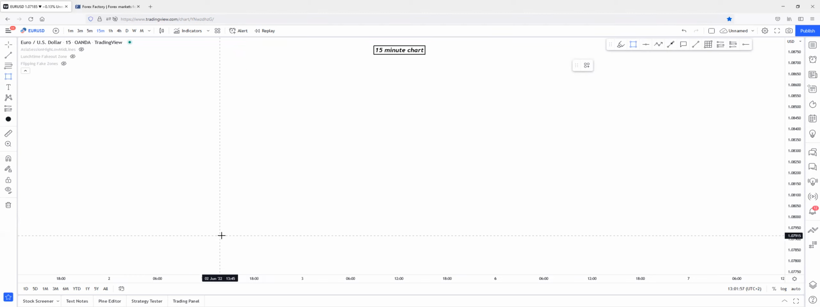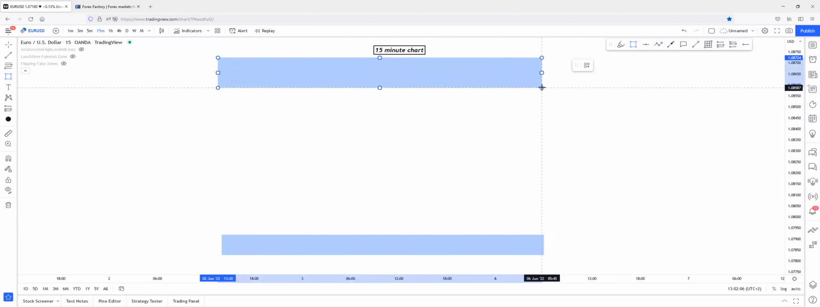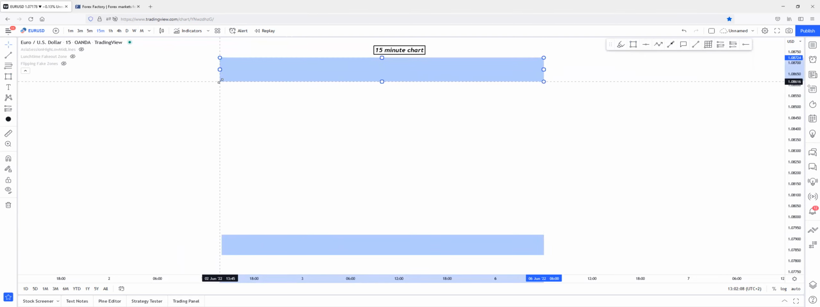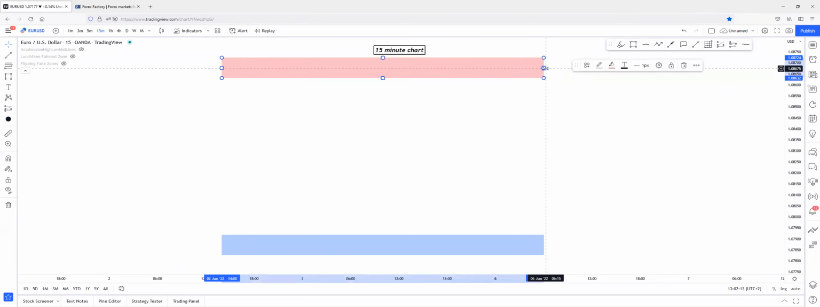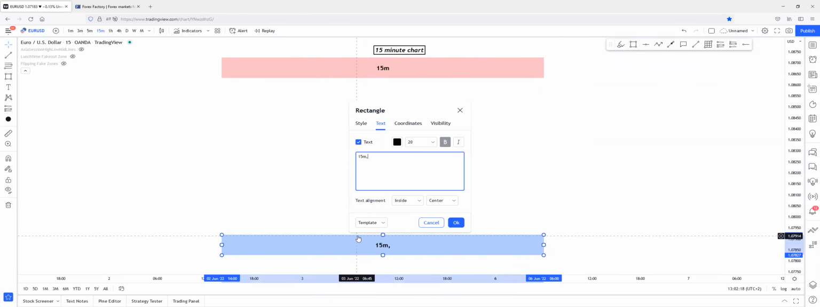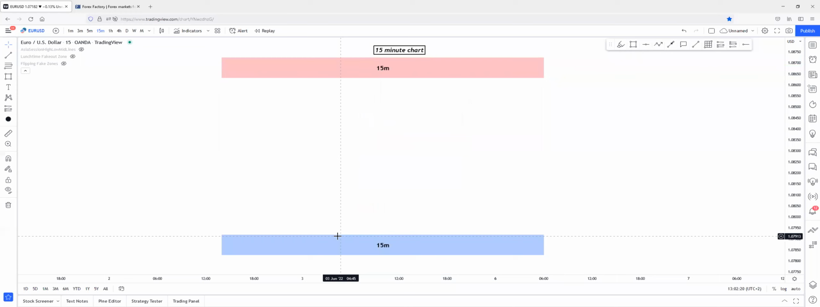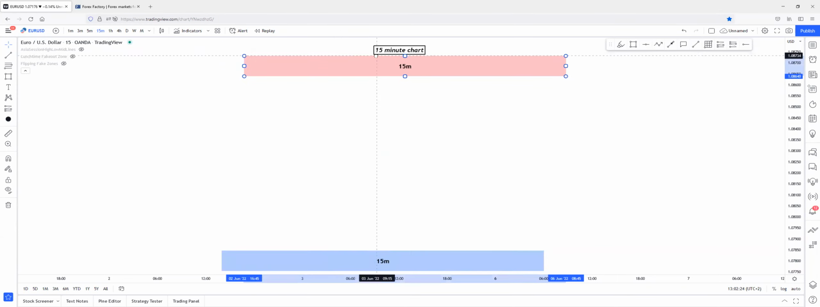For example, here's a demand zone. Let's say here's a demand zone. Above this demand zone, there's a supply zone, right? This is how it looks like. I will change the color. All of these zones are 15-minute zones. So this is a 15-minute zone, and this is a 15-minute zone too. Okay, how can you trade between these zones? Let me just show you.